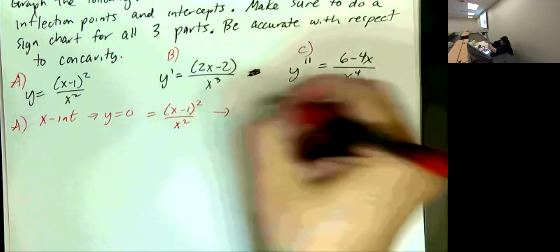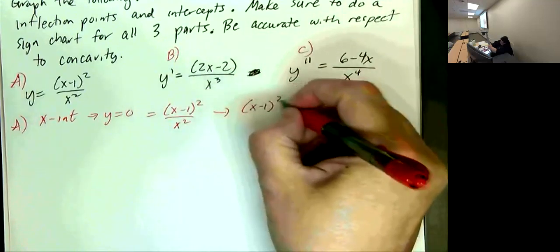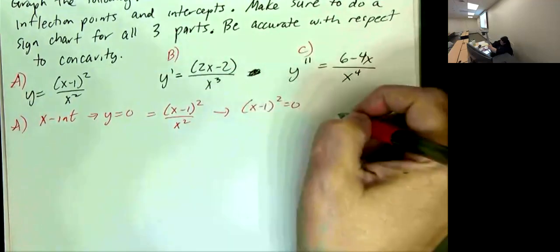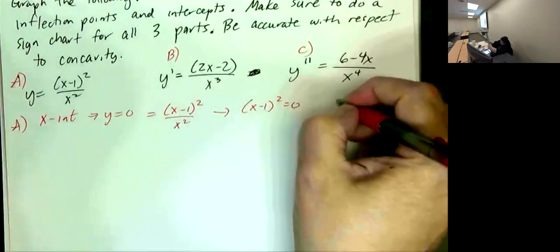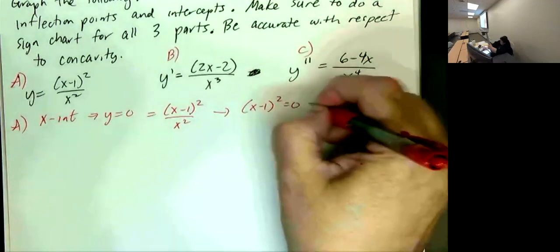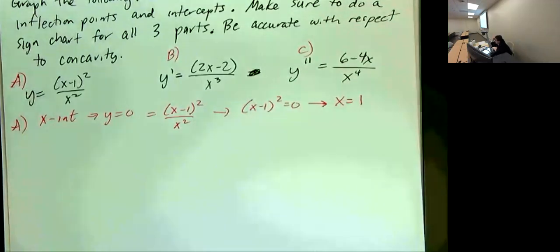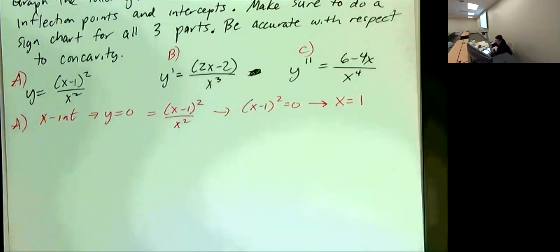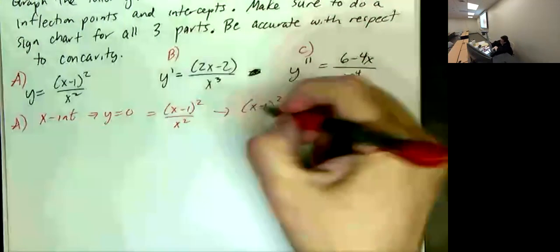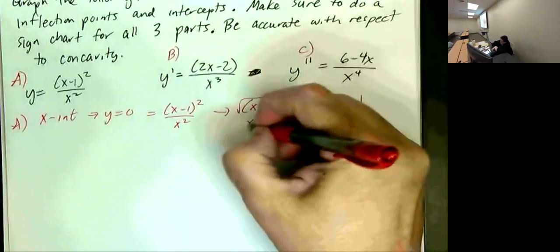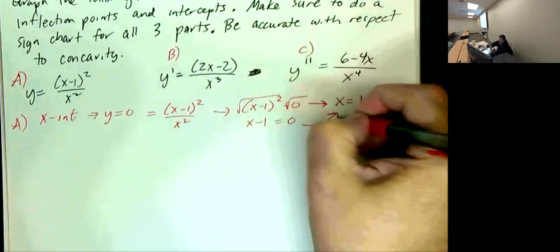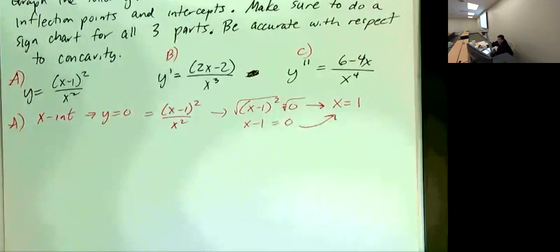That only equals 0 when the top equals 0. And the top only equals 0 at 1. You take the square root, solve, you'll get 1. Maybe I better show it for Colin. Make sure you don't slack on me.